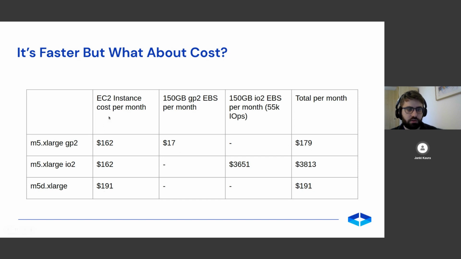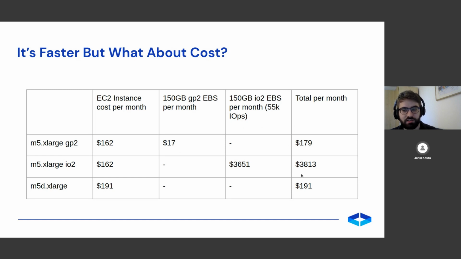On the other side, if you want to use an ephemeral storage one, you'd have $191, and that's it. You don't need any more, because you don't have to attach any more network block device into this. But let's say you actually want to use something like EBS and have the same performance. Well, unfortunately, in this case, you have to pay up, and you have to pay up a lot. If you want to have 55K IOPS for a 150 gigabyte IO2 EBS volume, that's $3,651 a month.